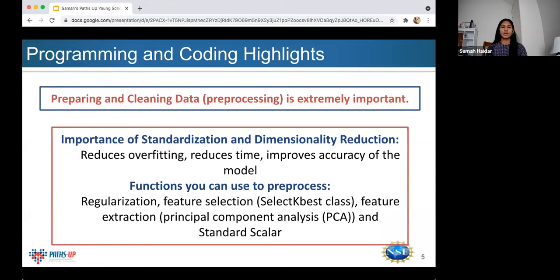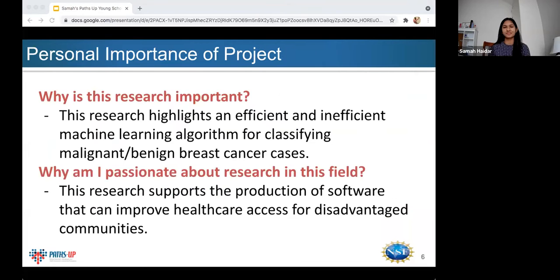Now, what are some programming and coding highlights? We really learned how important it is to prepare and clean our data, or pre-process it efficiently. So for example, there's an importance of standardization and dimensionality reduction. These processes reduce overfitting, reduce the time required to run the model, and improve the accuracy of the model. Some functions I used were SelectKBest, principal component analysis, and StandardScaler to see which would give me the best accuracy rate within the 3 different clustering models that I tried in this project.